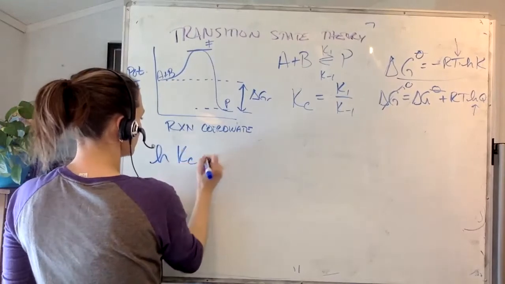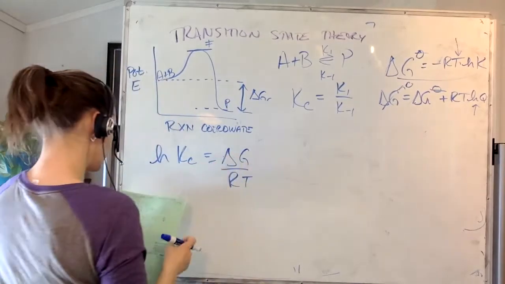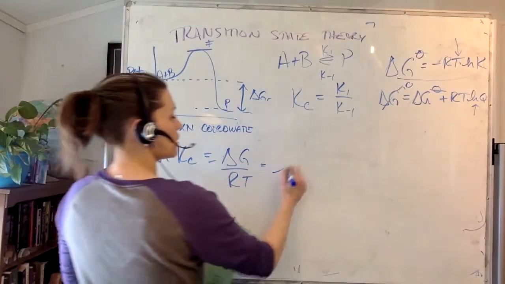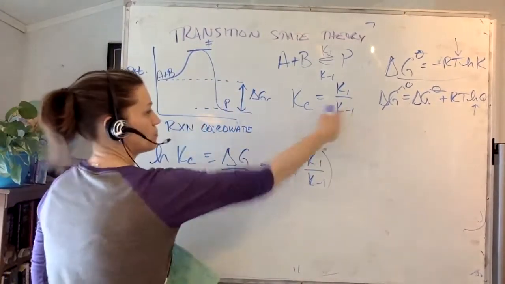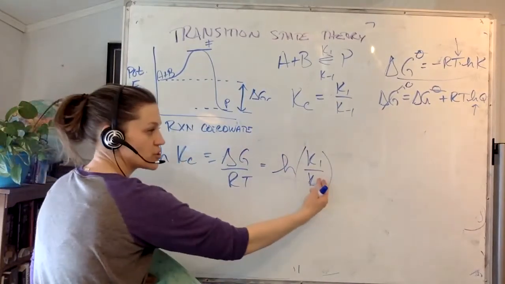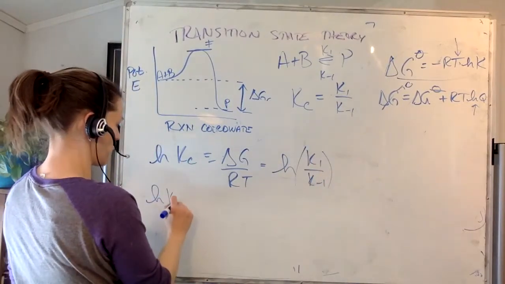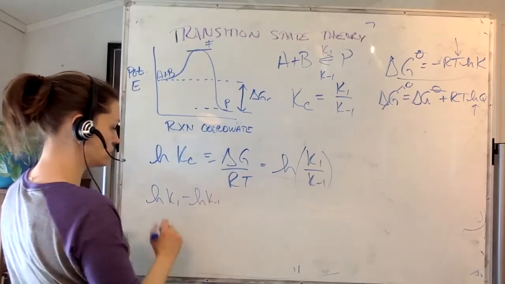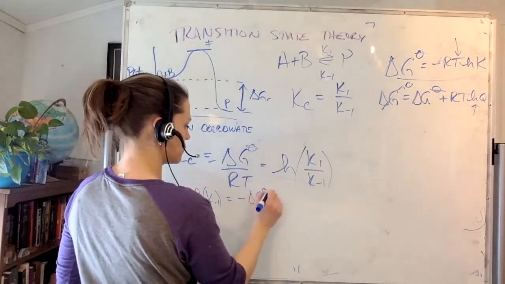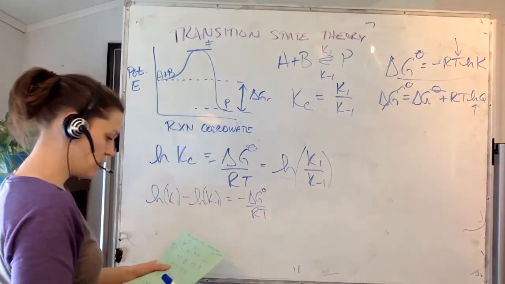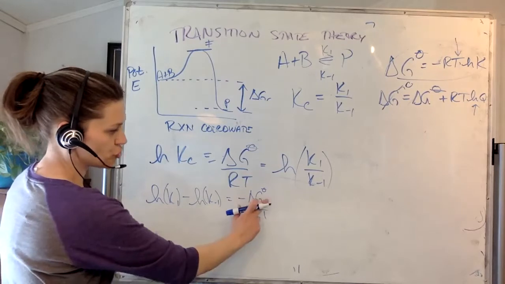So log of the equilibrium constant is equal to minus delta G over RT, which is equal to log k1 over k minus 1. Cool. So I've just included the equilibrium constant in terms of its forward and reverse rate constants. So with the power of logarithms, I can say log k1 minus log k minus 1 is equal to minus delta G, oops, sorry, these should be standard, over RT. Groovy? Well, I can also then break this up into two different delta Gs.